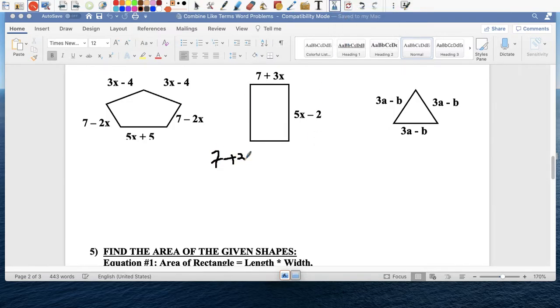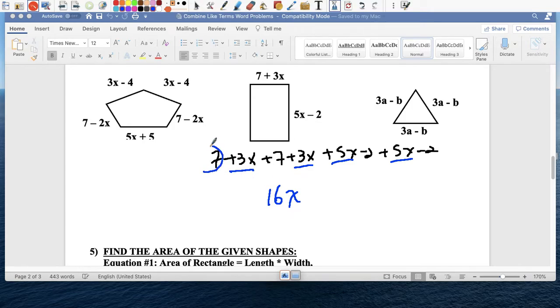7x plus 3x. Again, let's do it plus 7x plus 3x if you want to write it like that, plus 5x minus 2 plus 5x minus 2. Not a big fan of this, but if that's how you chose to write it, not a big deal. 3x plus 3x is 6x, plus 5x is 11x, plus another 5x is 16x. 7 plus 7 is 14, minus 2 and minus 2, you get plus 10.